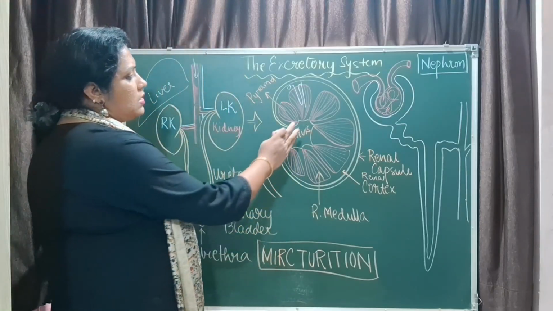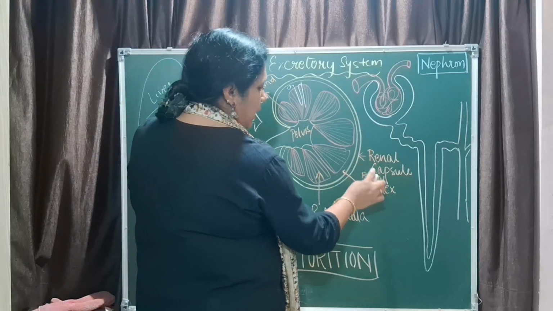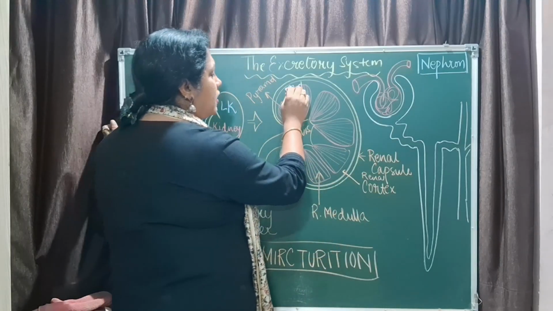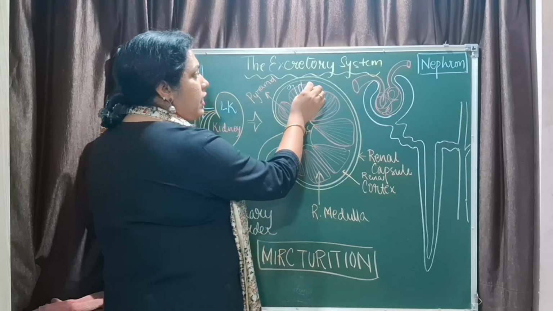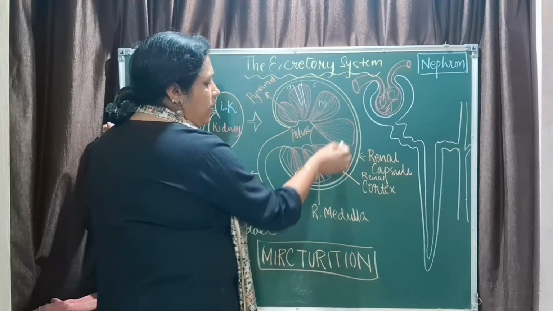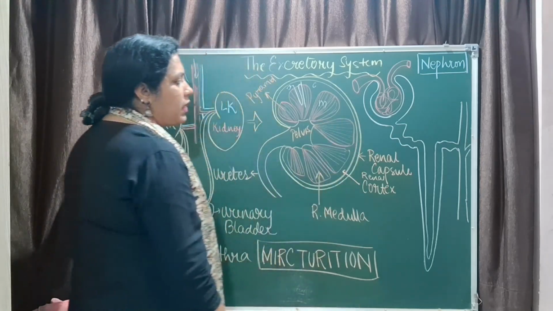Now we can see this is the transverse section of kidney. It contains the renal capsule, renal cortex, renal medulla, renal pelvis, and the nephron is arranged in the cortex and in the medullary region. The entire pink portion is the renal medulla. Single units are called the renal pyramids.